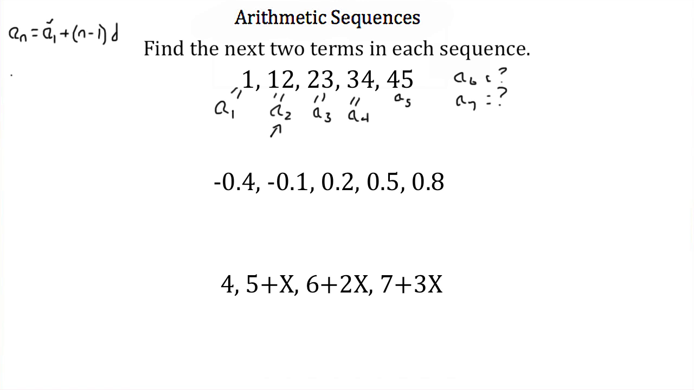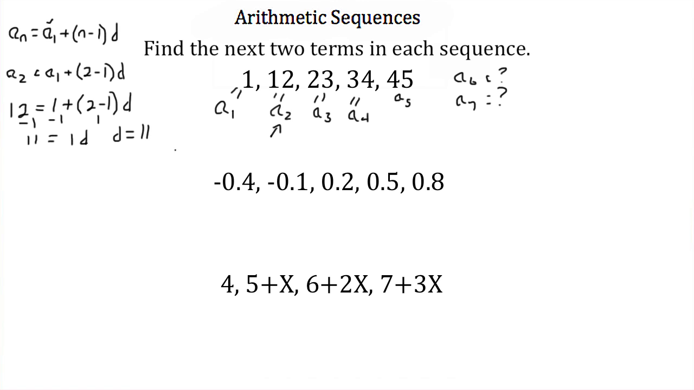So what we'll use is we'll say that A2 is equal to A1 plus 2, because it's our second position, minus 1 times D. So A2 is equal to 12, so we get 12 is equal to A1, which is 1, plus 2 minus 1 times D. So we'll subtract the 1 from both sides. We'll get 11 is equal to 2 minus 1 is 1, so it's 1D, which means our D in this case is 11.